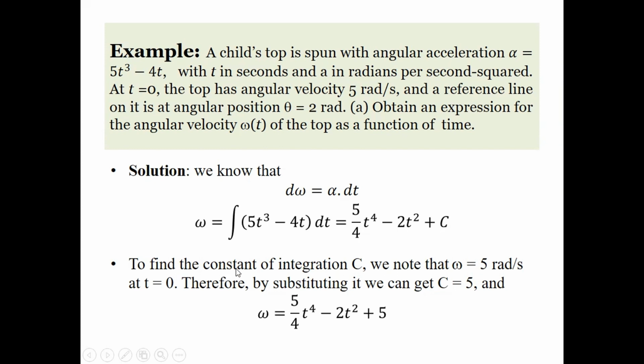To find the constant of integration, we note that the given angular velocity at initial time is 5 radians per second. So we substitute t equal to 0 and omega equal to 5. We get the answer c equal to 5. Therefore, the complete answer is omega equal to 5 by 4 t to the power 4 minus 2 times t square plus 5.